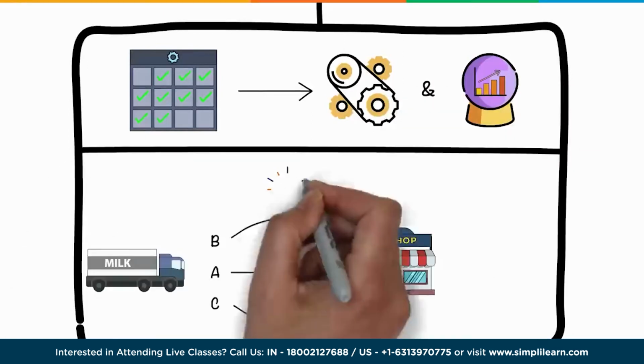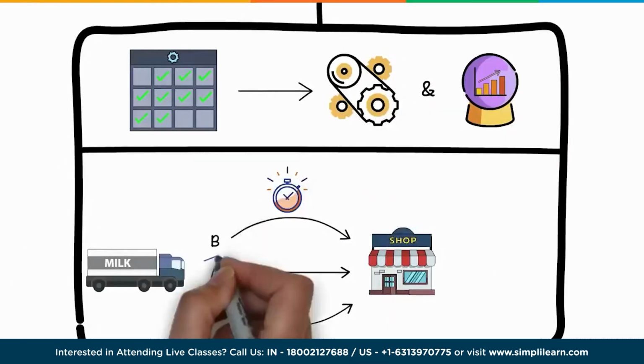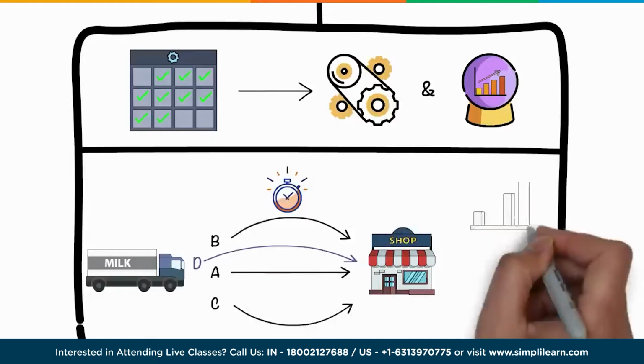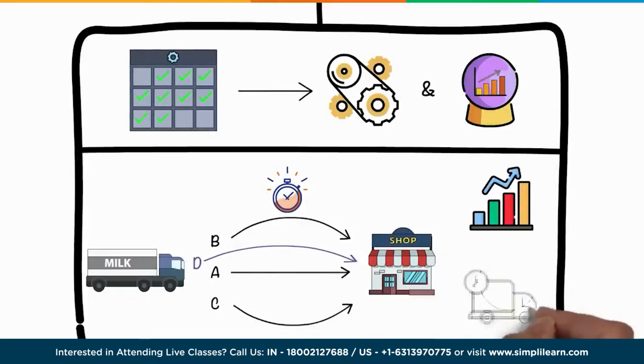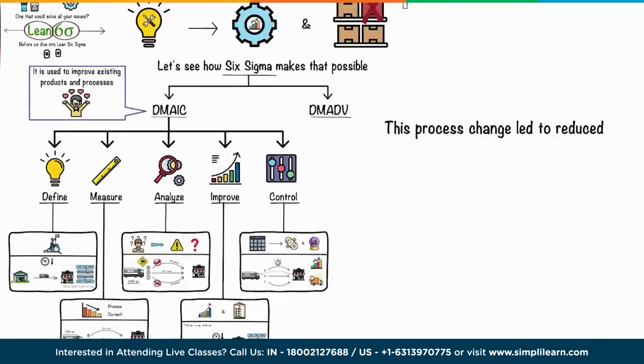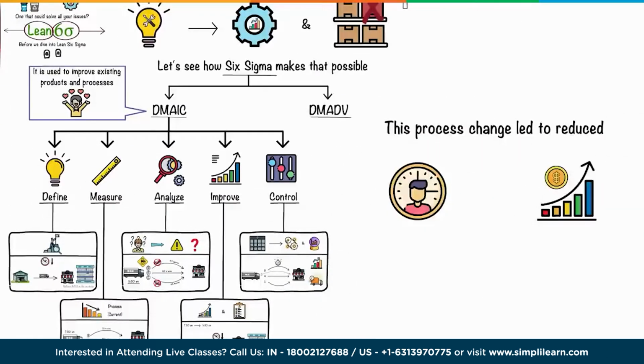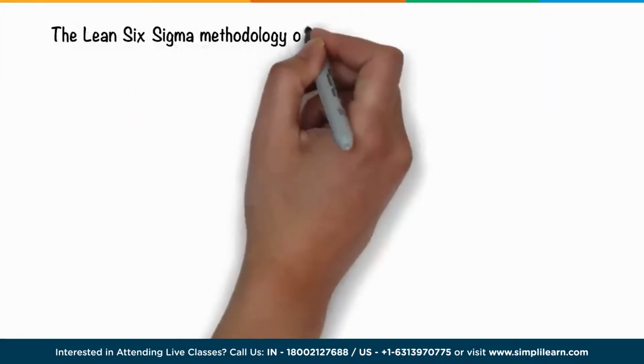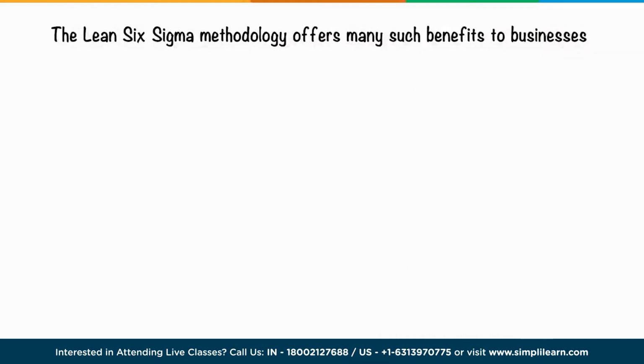And finally, in the Control phase, you make regular adjustments to control new processes and future performance. You continue to monitor the delivery times and try out alternate routes to continually improve the process and ensure even faster delivery. This process change led to reduced man-hours and cost, enhanced sales, and customer retention. The Lean Six Sigma methodology offers many such benefits to businesses. Let's take a look at some of them.